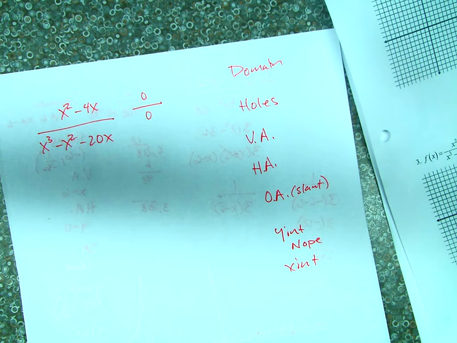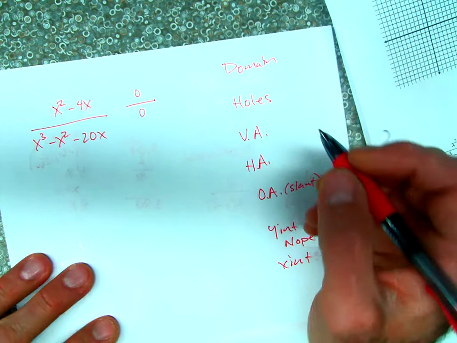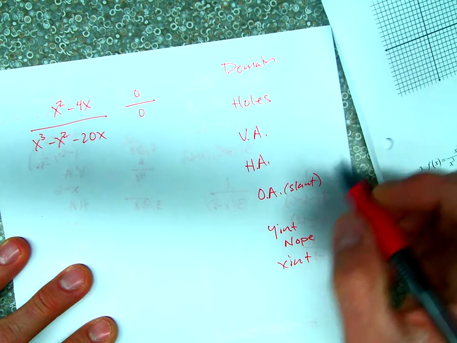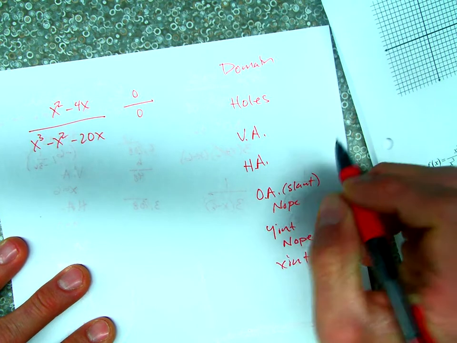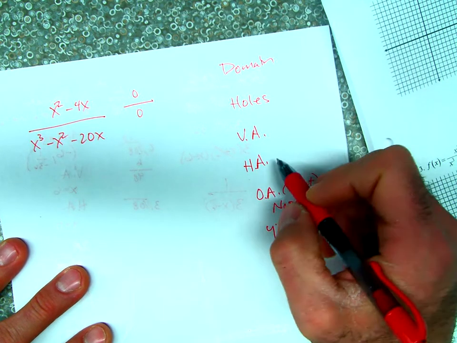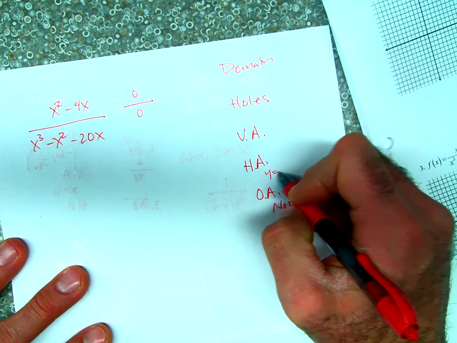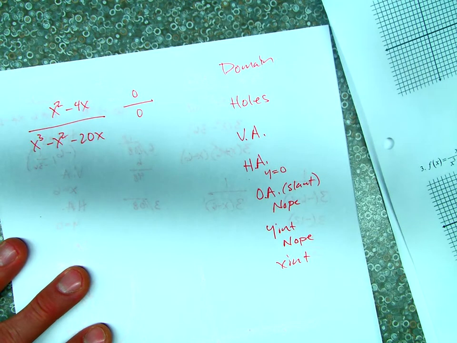How about which case is it? How do you know it's JLo? It's bigger on the bottom. It's a little over big. So it is JLo. So what's the slant asymptote? There's not one. How about what's the horizontal asymptote? Y equals 0. It's JLo 0.